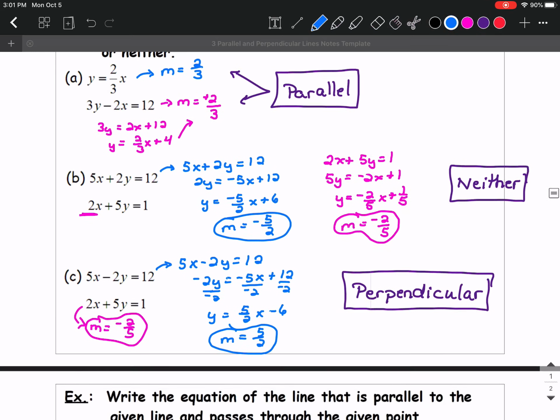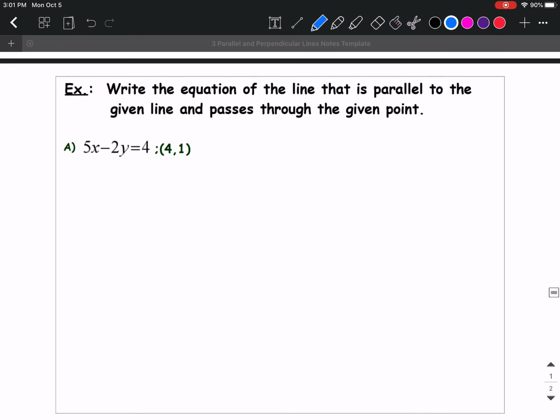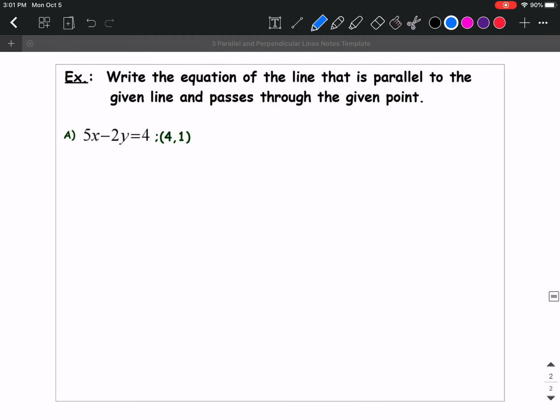Okay, one more thing that I want to do, and I want to do one of each. Suppose I ask you to write the equation of the line that is parallel to the given line and passes through the point. Now remember, parallel lines have the same slope, okay? So if we can find the slope of this line, 5x minus 2y equals 4, then we would know the slope of the line we want. So if we subtract 5x from both sides and then divide everything by a negative 2, y equals 5/2 x minus 2. Our slope is 5/2.